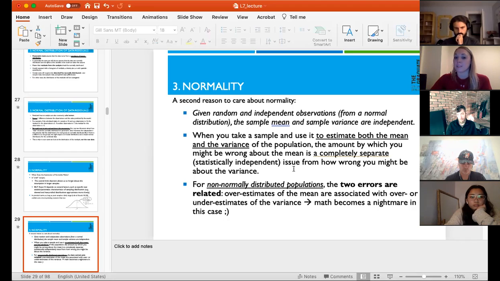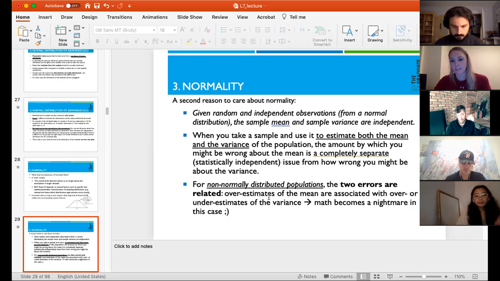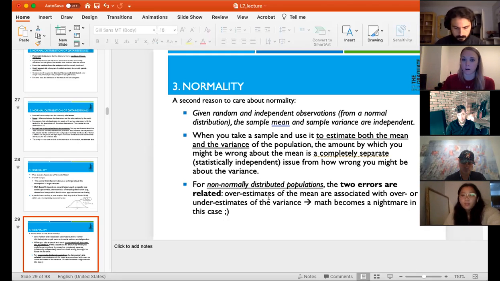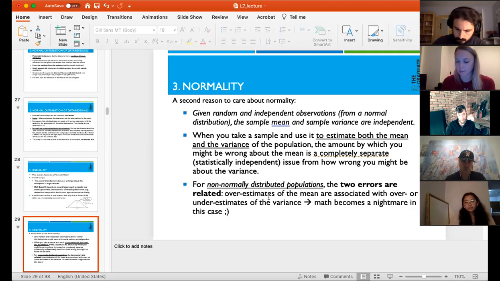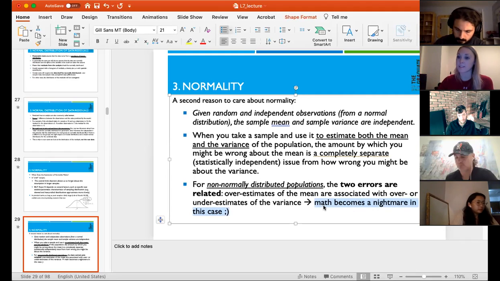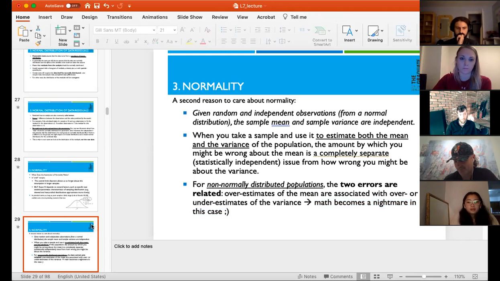So normality is important in this sense because it ensures that the mean and the variance estimates are independent. If the data are non-normally distributed, those two errors will be related, and then you're going to overestimate the mean, and you might over- or underestimate the variance. It depends. Basically, this creates a mathematical nightmare, is the take-home of this. So try to get normally distributed data. Try to make sure your errors and residuals are normally distributed. Make sure you don't violate this assumption.